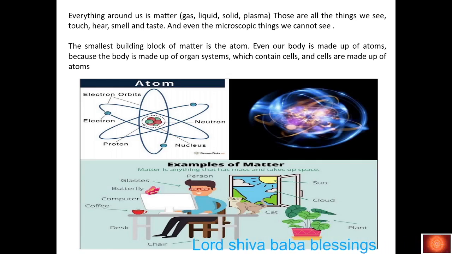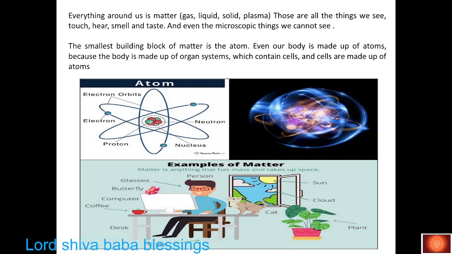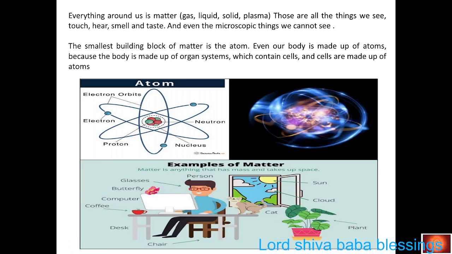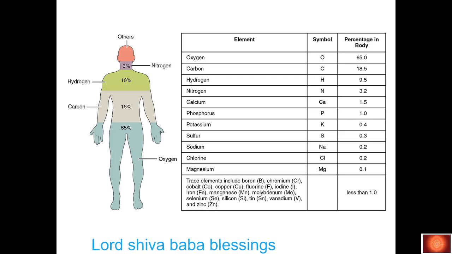The smallest building block of this matter is the atom. Even our body is made up of atoms, because the body is made up of organs, and these organs are made up of cells, and the cells are made up of atoms. So what we can say is that everything is made up of atoms.